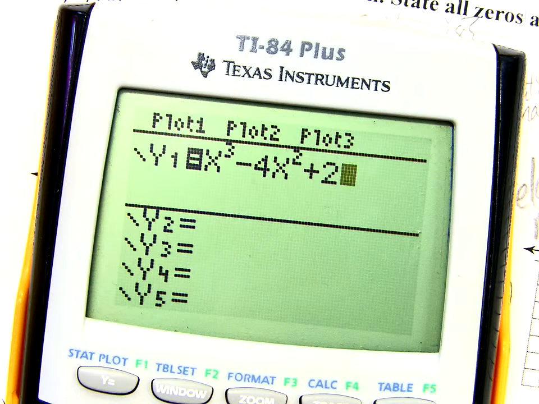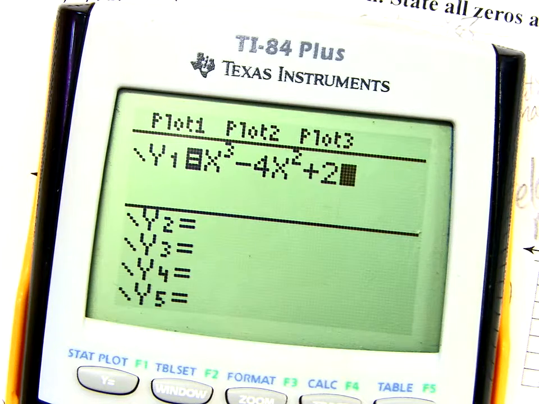So we go second for music graph. You typed it in already? Oh. Hit y equals in the top left corner. Okay. And then we can delete this first. Clear that one away. You don't care about that one anymore. And then type in the new one.